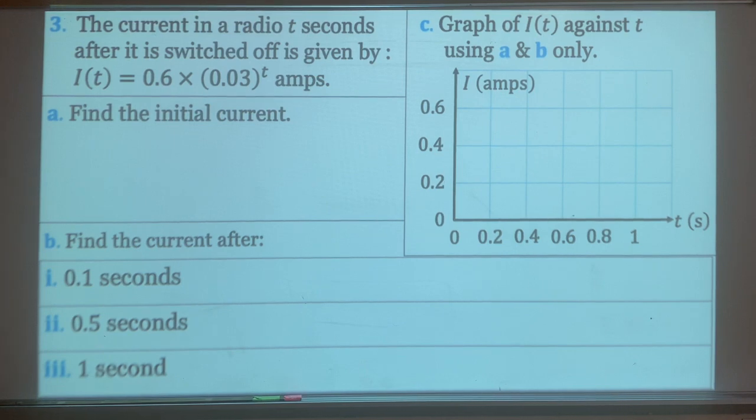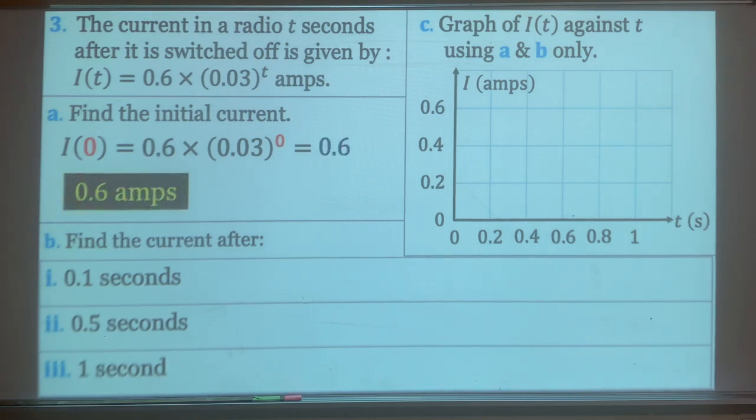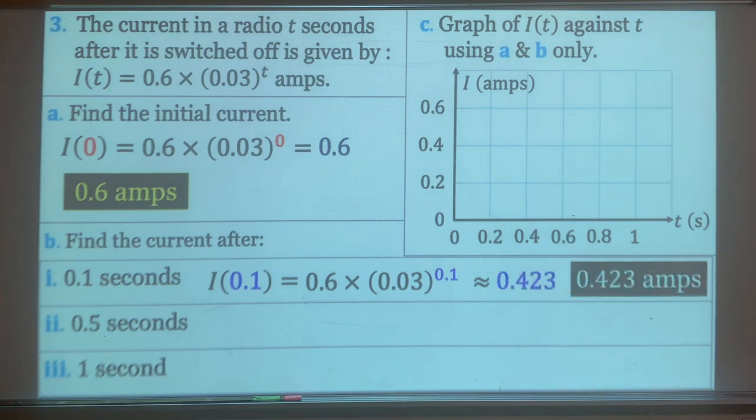What's T equal? T equals 0. The initial current, so 0.6 times 0.3 to the T, 0.6 times 1 is 0.6. The initial current is 0.6 amps. Find the current after this number of seconds. After 0.1, 0.6 times 0.3 to the 0.1 is approximately 0.423, 423 thousandths of an amp.